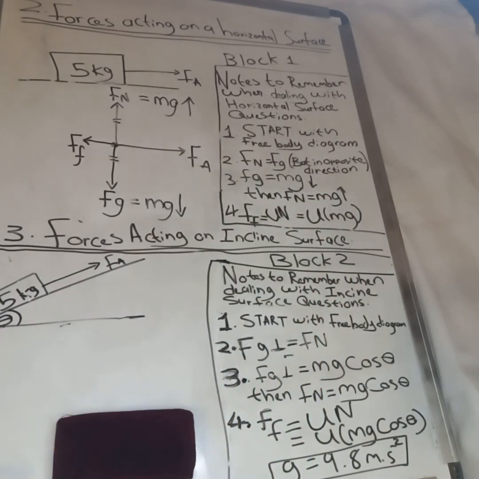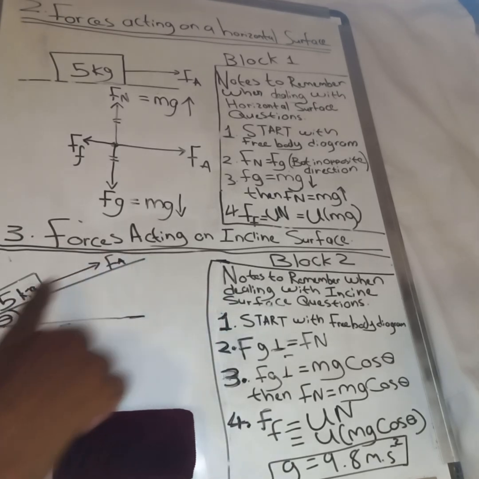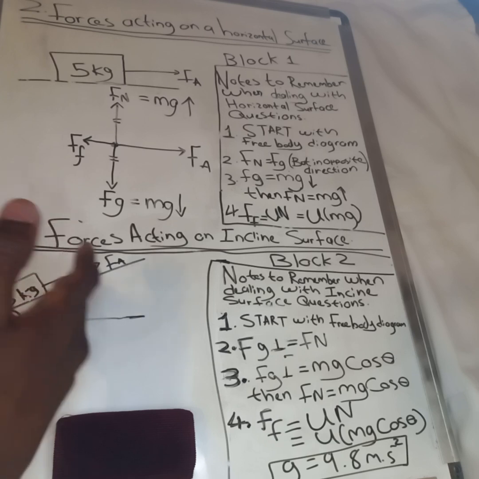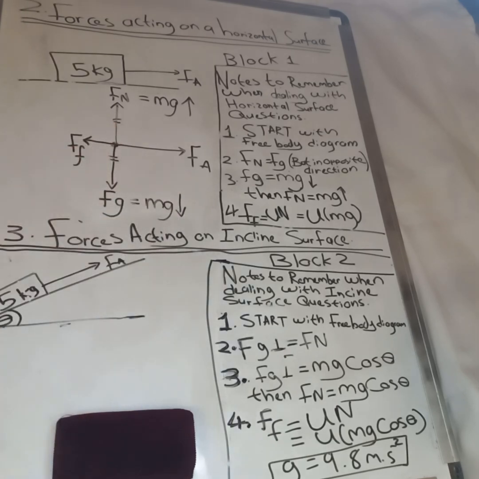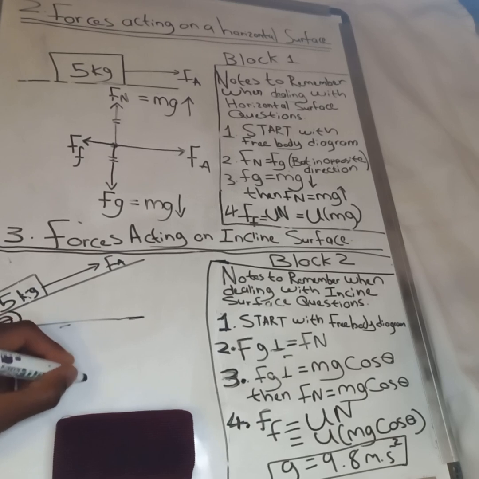Forces acting on an inclined surface. Now we have what? An inclined surface. We have a 5 kg block being pushed upwards. Theta, the angle, will always produce what? An inclined surface. Always start by drawing what? Your free body diagram.